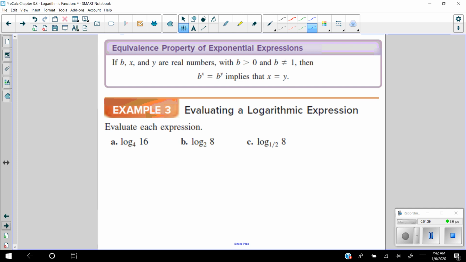Now evaluating, again, remember the whole point of a logarithm is to solve for the exponent. So when we have something like log base 4 of 16, what you're really doing, if you think about this in exponential form, is thinking, let's say we put equals question mark. We're asking ourselves, 4 to what power equals 16? That's the exponential form. These ones should be easy enough to do in your head. 4 to what power is 16? The answer is 2. So that means log base 4 of 16 is 2.